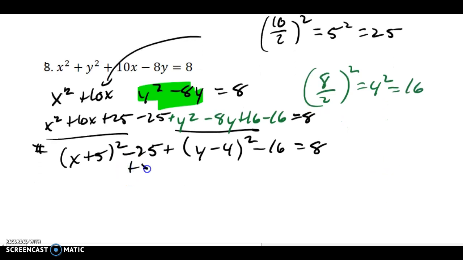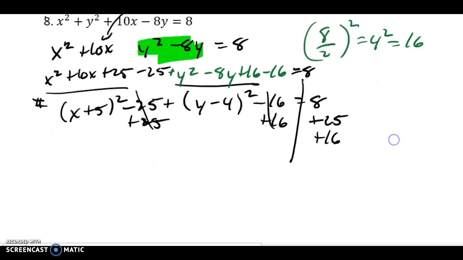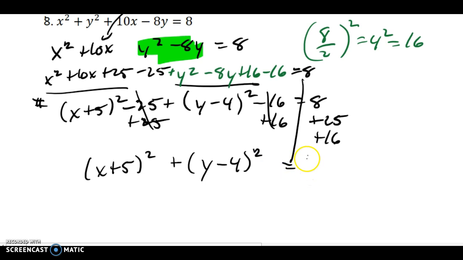Then this number we're going to add to the other side of the equal sign. Make sure you understand where your sides are. Same with the 16. So that these are going to cancel and these are going to cancel. And then we're left with the equation of the circle that we started with in the first question. 8 plus 25 plus 16 is 49.